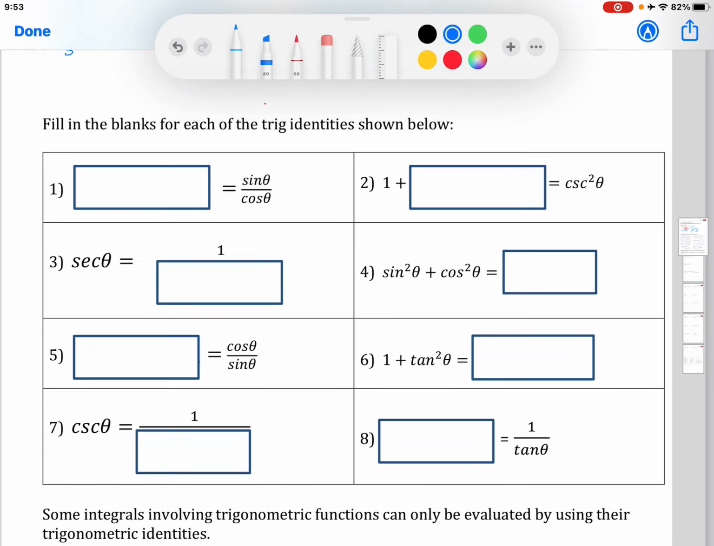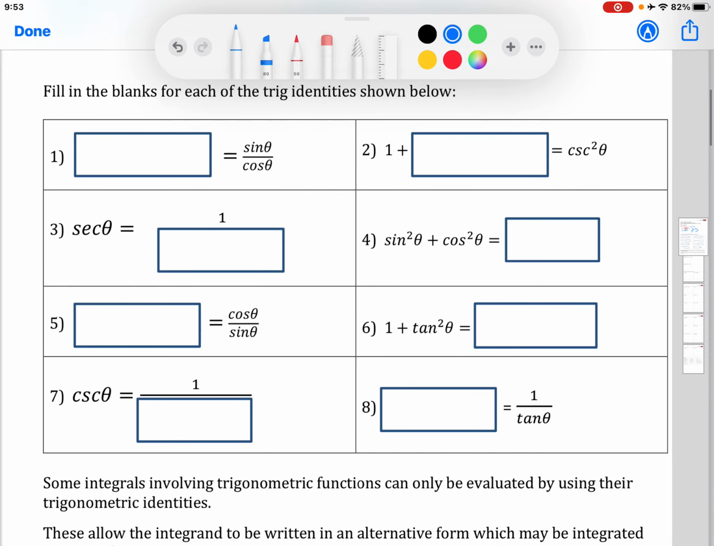Okay, so let's fill out these trig identities. We have done these in the past. You should all know these. You should have them memorized. Sine over cosine is tangent theta. Secant theta is 1 over cosine theta. Cosine theta over sine theta is cotangent theta. Cosecant theta is 1 over sine theta, right?